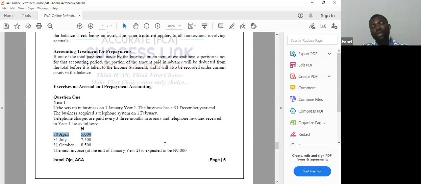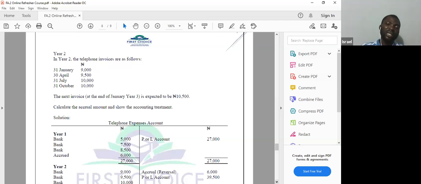Okay. Now, how do you account for this? You are expected to put it in what we call a table in an accounting format. The first one is I'm going to open the telephone expense account. We receive every piece of information that relates to the telephone invoices and payment. Now, in year one, they gave us an invoice of 5,000 for the telephone. Our expenses will be debited because it's increasing.